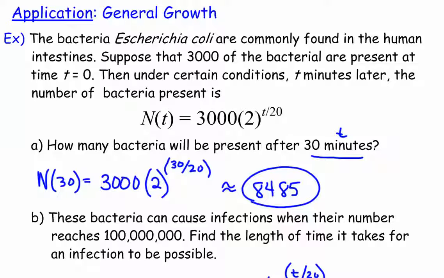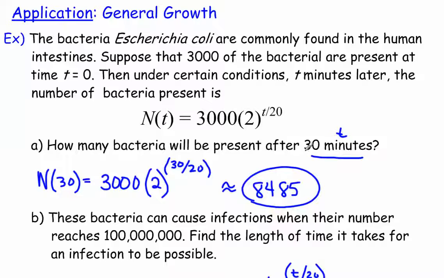In this one, we're looking at bacteria, and specifically the E. coli, very common in our bodies. And we are told that we're starting with 3,000 bacteria in a dish at one time maybe, and we're going to call that time 0. And then t minutes later, the number of bacteria present would be 3,000 times 2 raised to the t over 20. Okay, so that's our formula.